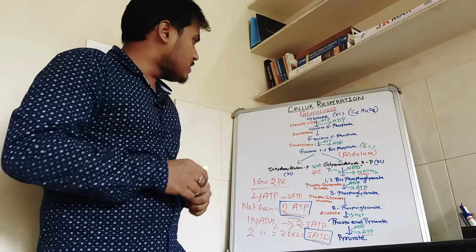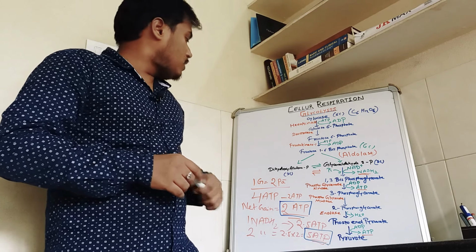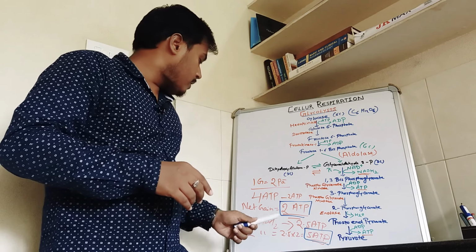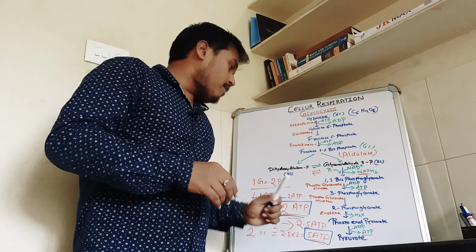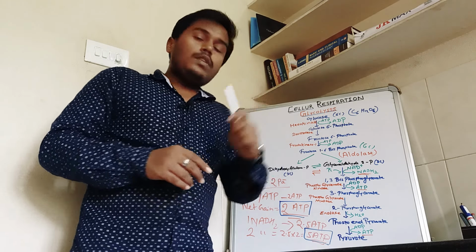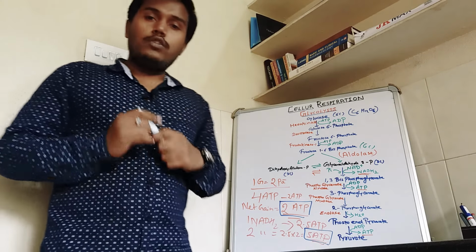So that's it guys, this is the total summary of glycolysis. We get a net gain of 2 ATP and we get 2 NADH, that is 5 ATP. So in total we will get 7 ATP in glycolysis from one glucose molecule.